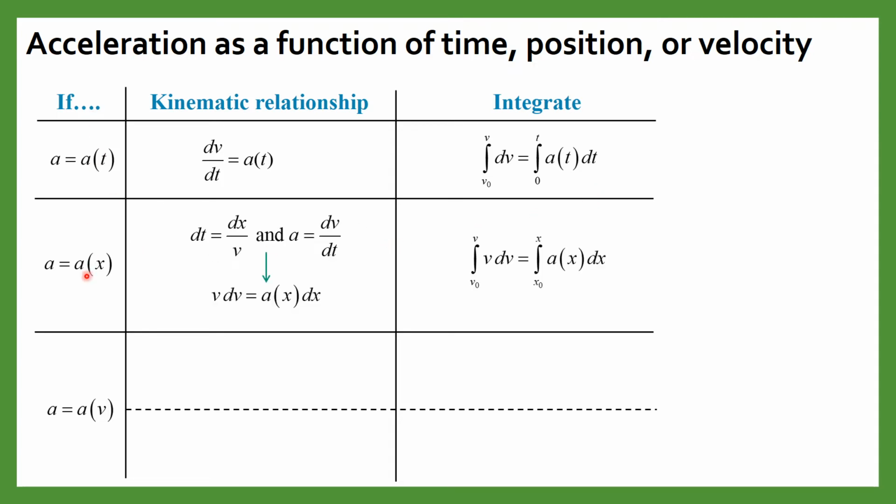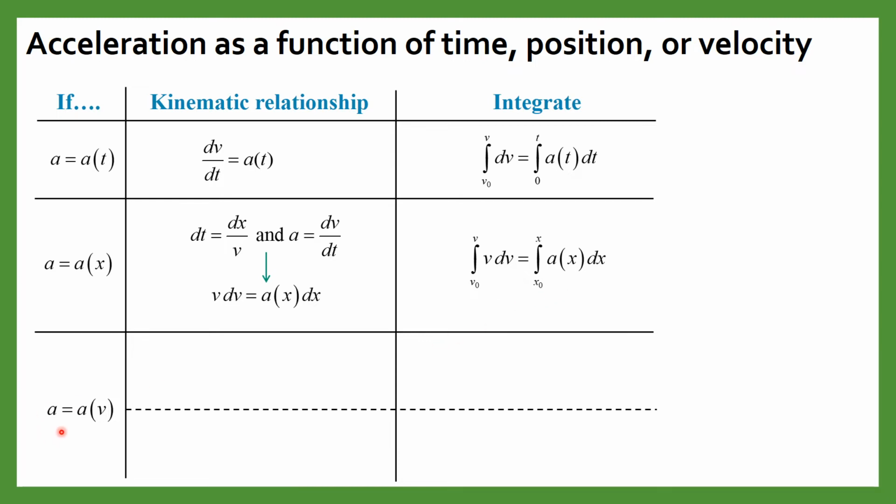Now the second option, acceleration is a function of position. We have two kinematic relationships: v is dx by dt and a is dv by dt. By combining both these relationships, we get v dv is equal to a dx. This is the relationship for acceleration as a function of position, and you can simply integrate this, and you can get the velocities and positions. Okay.